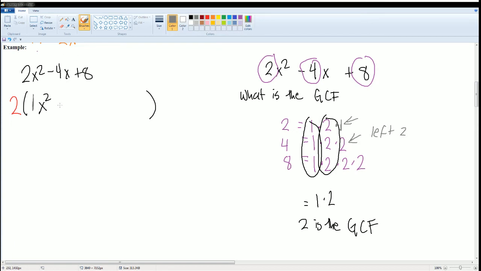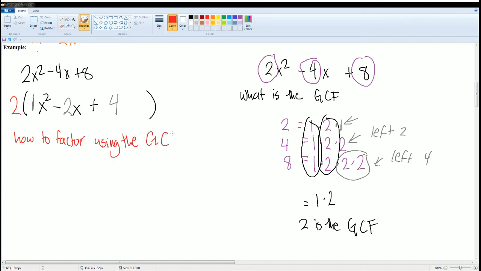So what is left here? It says it right there. Negative. Do you see that negative? What number is left? A 2. So it's 2. Then it's x. Then it's plus. Last one, what is left? What is left is a 2 times 2, which is 4. So that is plus 4. There you go. This is how to factor using the GCF.